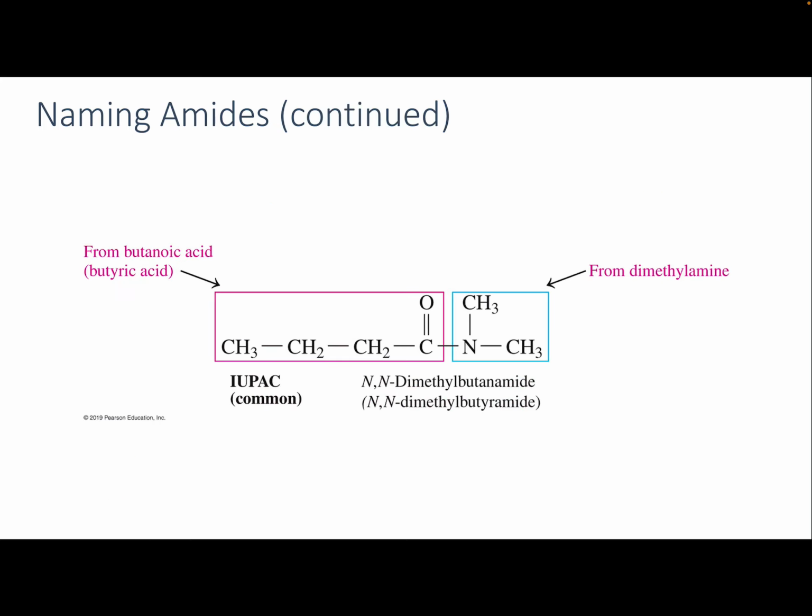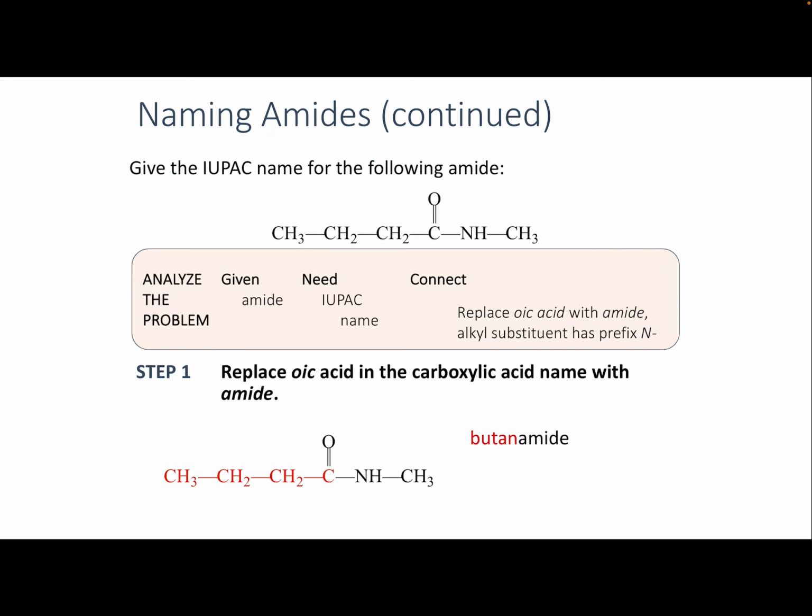There could still be substituents on the nitrogen. So if that happens, we have to go back to the NN business. So here we have NN dimethyl. So this is just NN dimethyl butanamide. So same parent name as before, butanoic acid or butyric acid, and then say the NN first, just like we did with our amines. So very, very similar naming convention here. Shouldn't be too much to have to figure out.